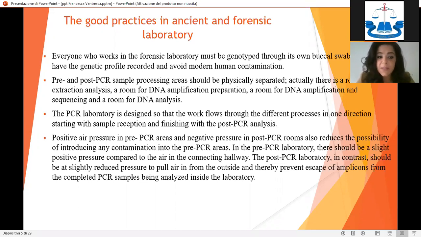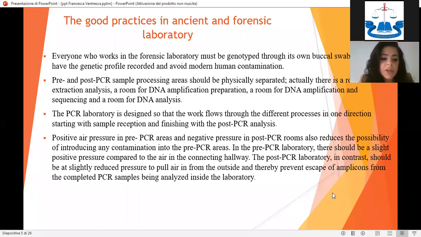Pre- and post-PCR sample processing areas should be separated because there is a room for the DNA extraction analysis, a room for DNA amplification preparation, a room for DNA amplification and sequencing, and another room for DNA analysis. The PCR lab is designed so that the workflow goes through the different processes in one direction, starting with the sample reception and finishing with the post-PCR analysis.